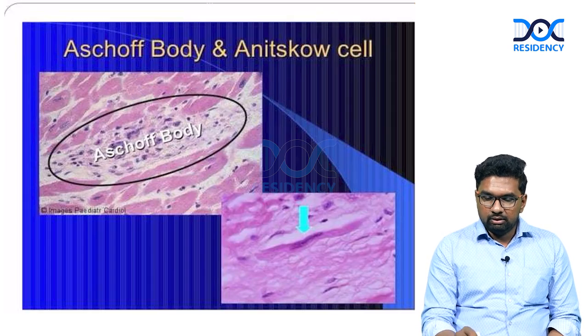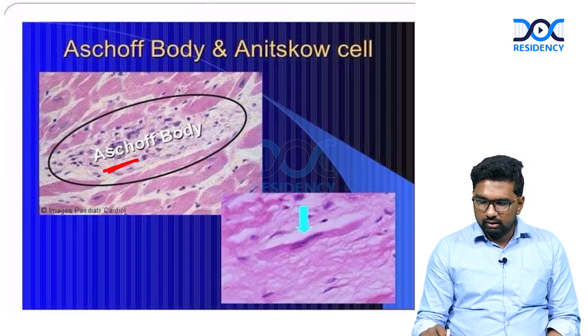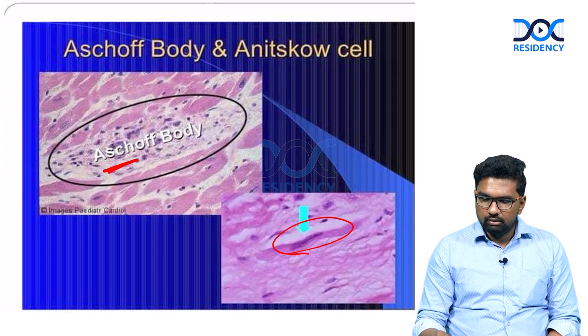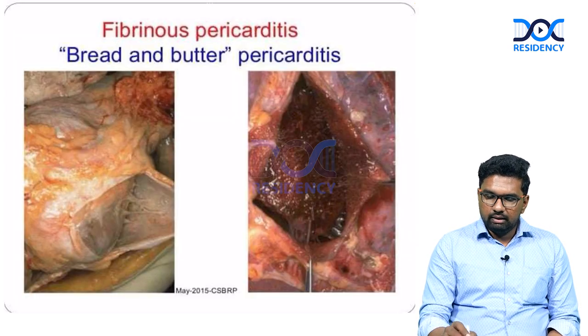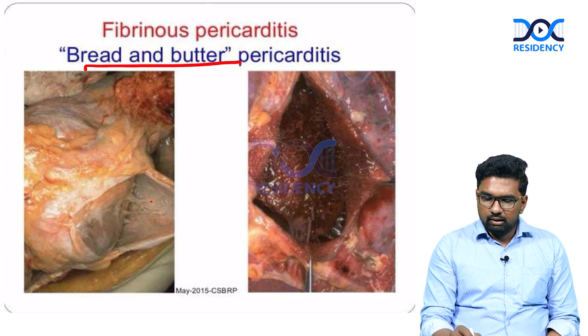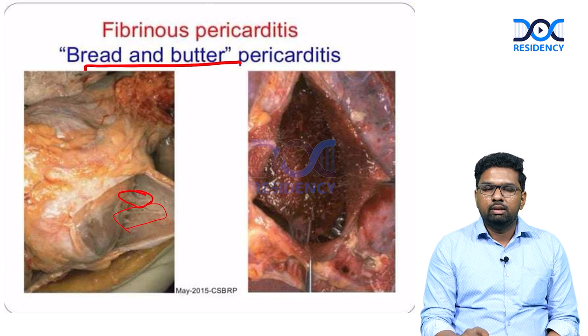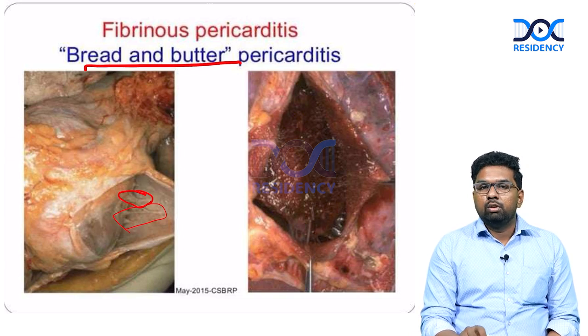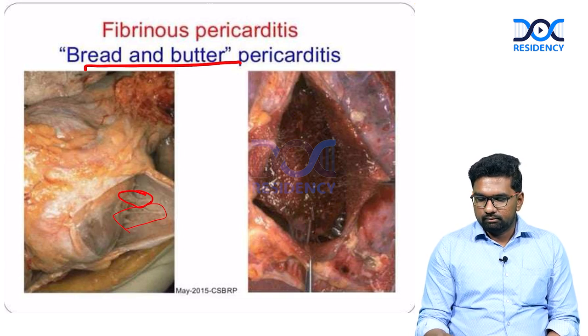So these are the histological images of Aschoff bodies and Anichkov cells, and you can see the bread and butter pericarditis. These fibrinous strands are commonly seen in the pathology of rheumatic heart disease.